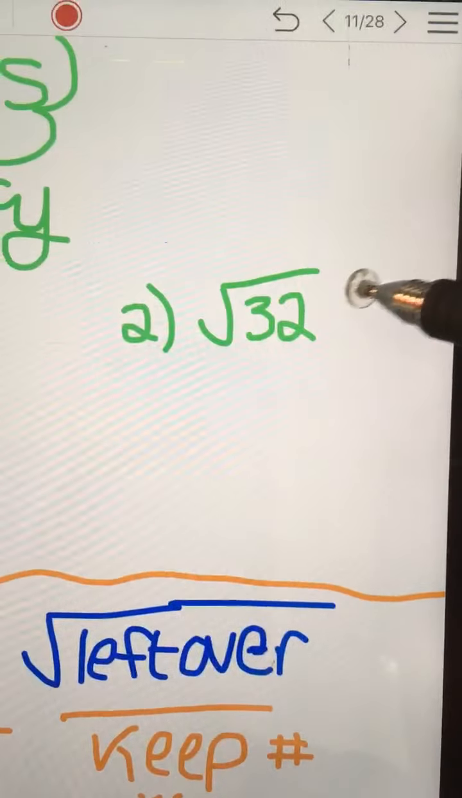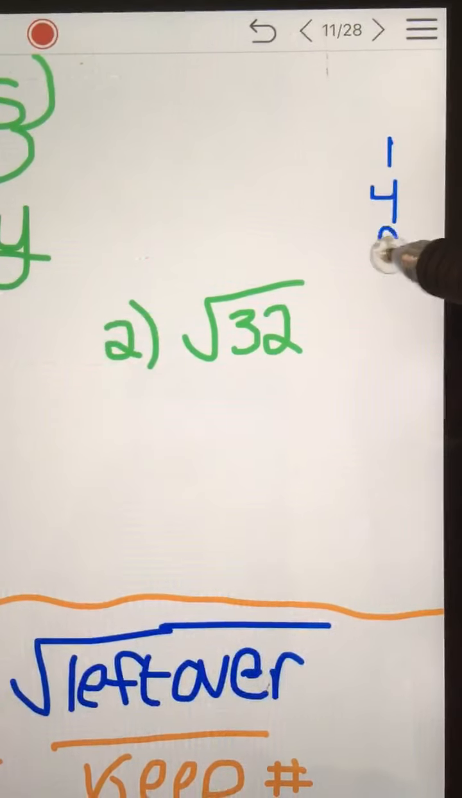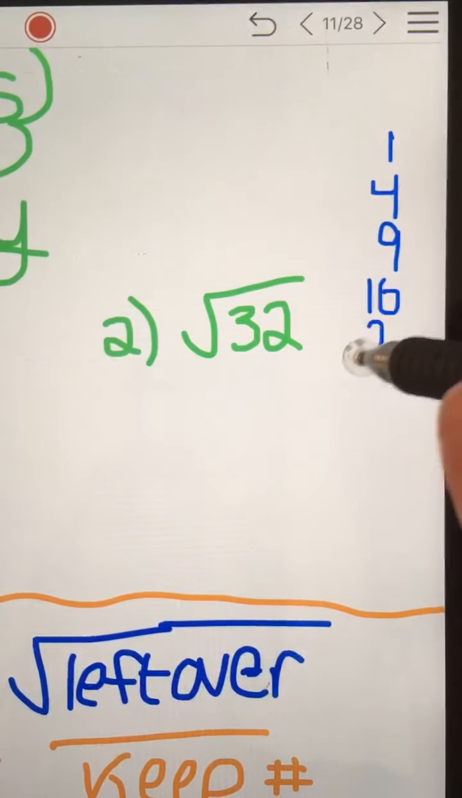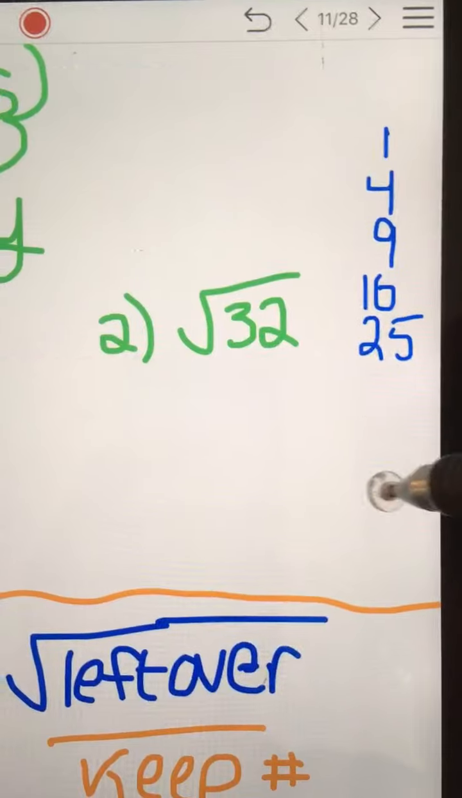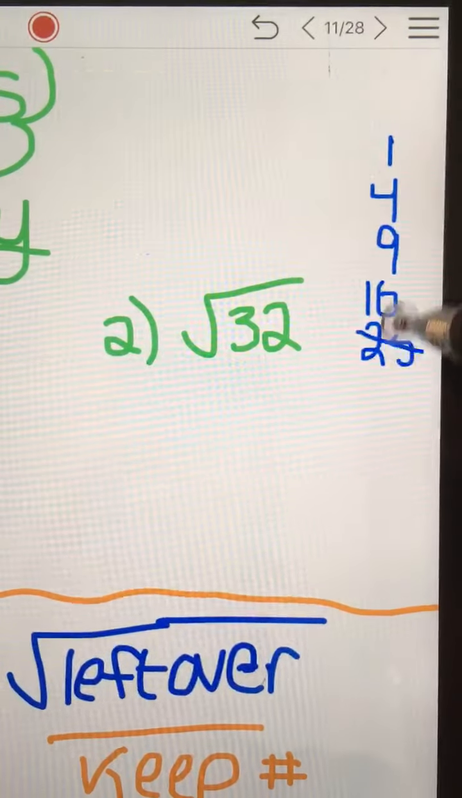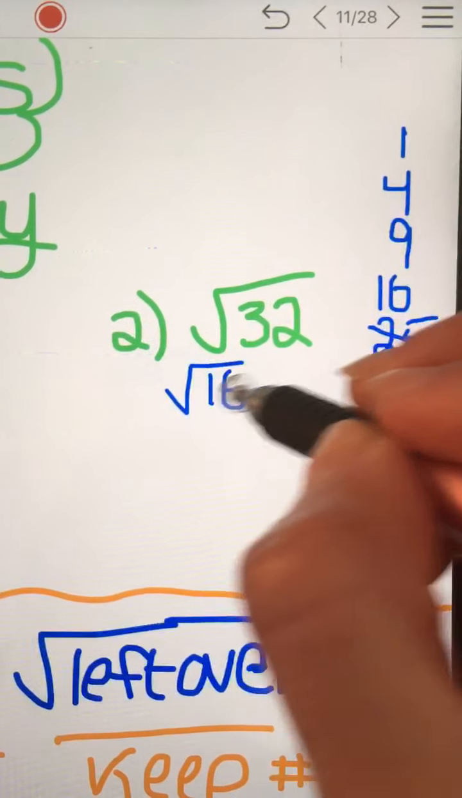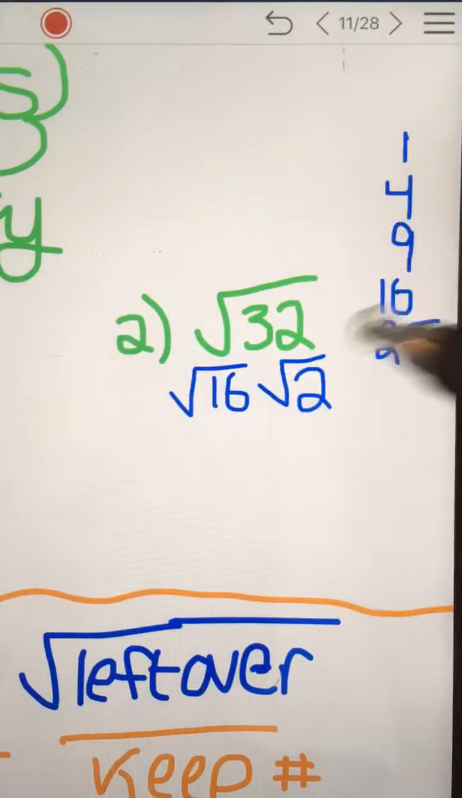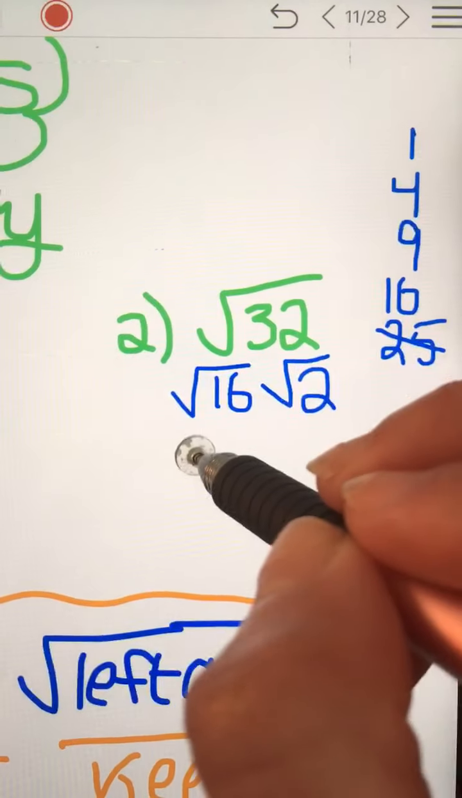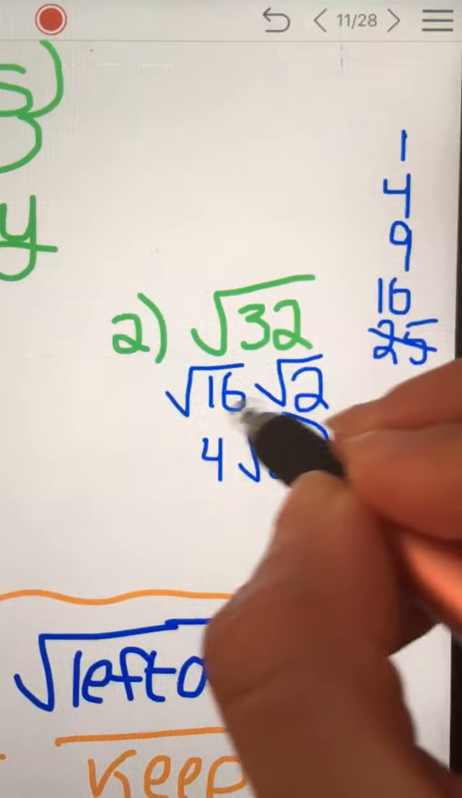Square root of 32. So you want to think of your highest perfect square that fits in there. So we have like 1, 4, 9, 16, 25. Next would be 36, which is too big. So we can't divide 32 by 25, but we can divide it by 16. So 32 divided by 16 would leave you with radical 2. So 16 square root is 4, and then we're going to leave radical 2.